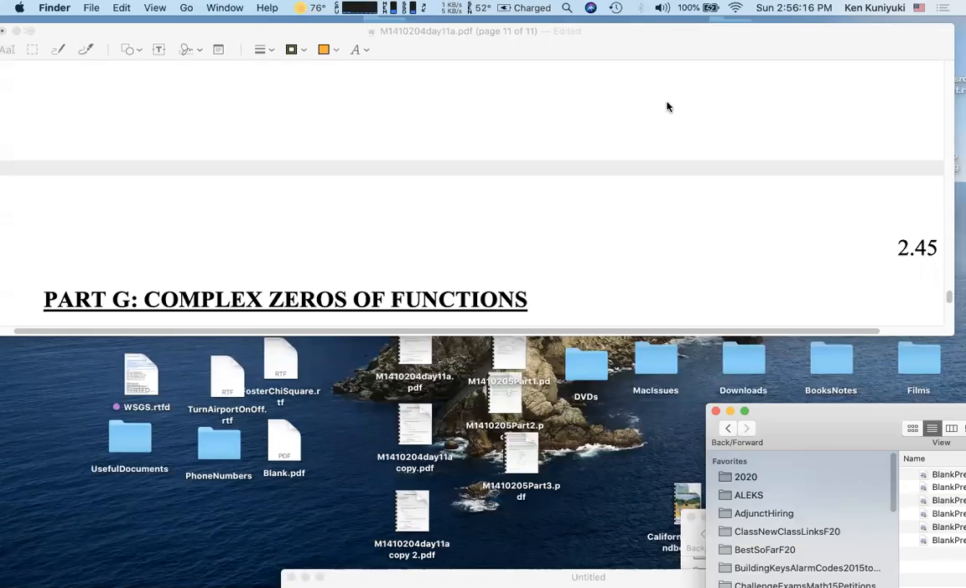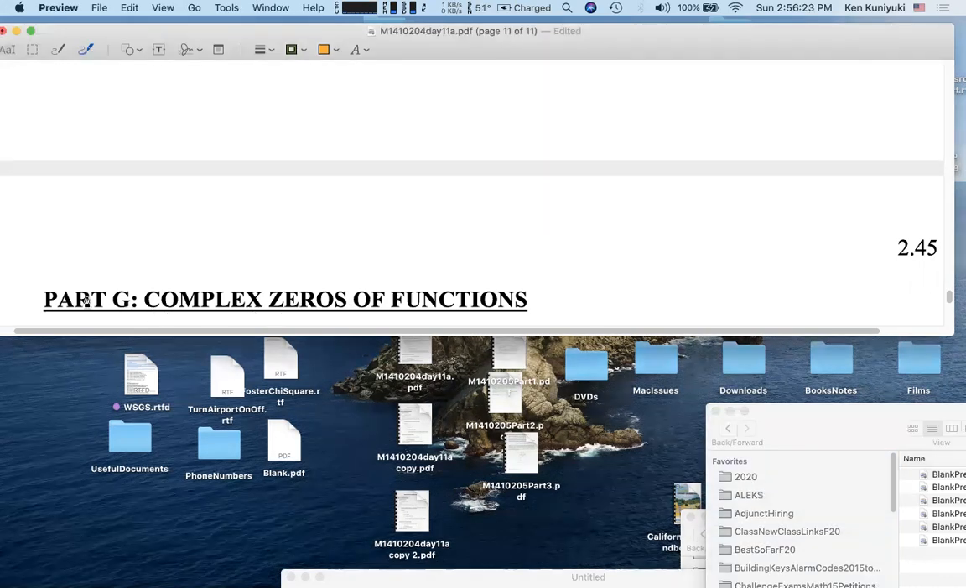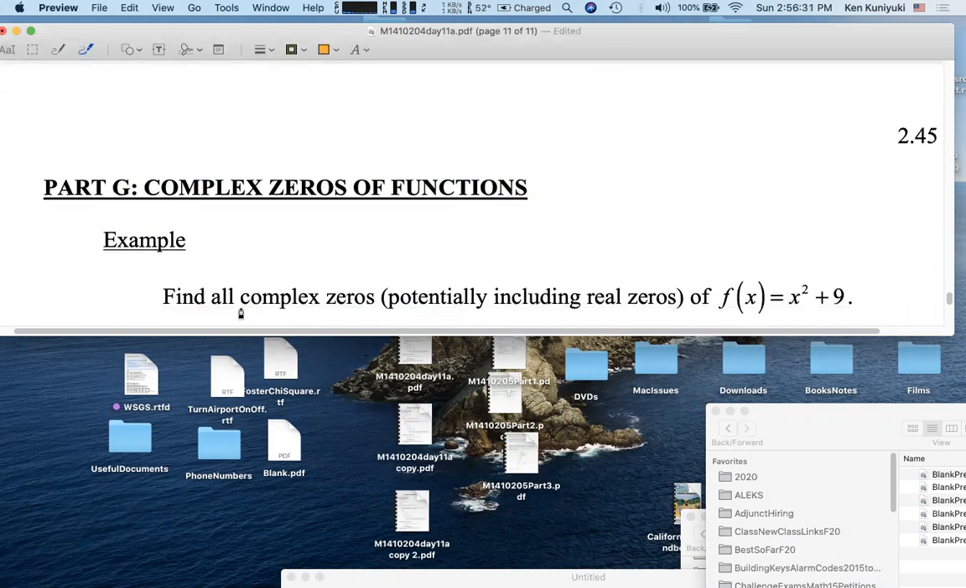Hi, everyone. Why are we bringing up imaginary numbers now? Because we're going to look at all complex zeros of a polynomial function, including potentially imaginary zeros. So for example, find all complex zeros of f where f of x equals x squared plus 9.